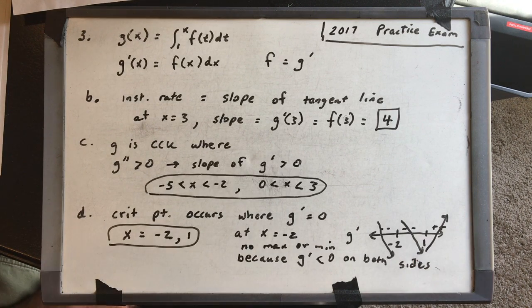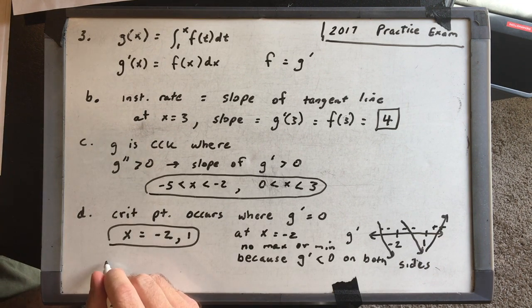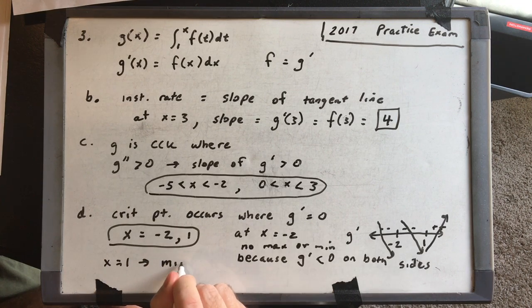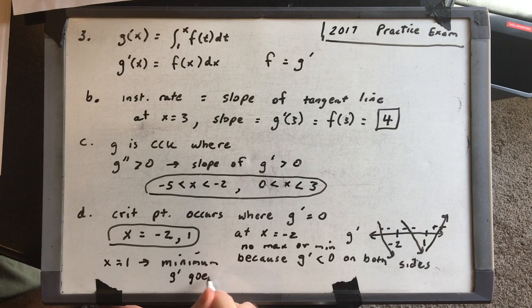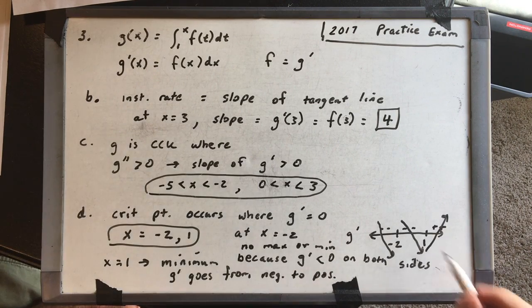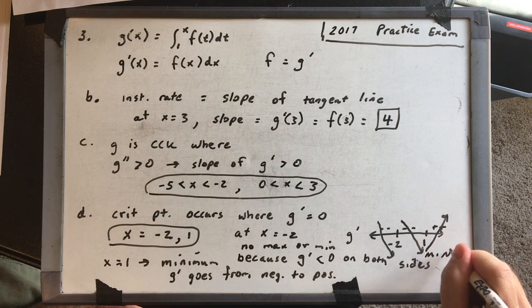I'm sorry, I'm getting really messy here. I apologize. All right. So for x equals 1, we have a minimum, because g prime goes from negative to positive. Okay, on your sign line here, negative to positive. So we have a min at 1.